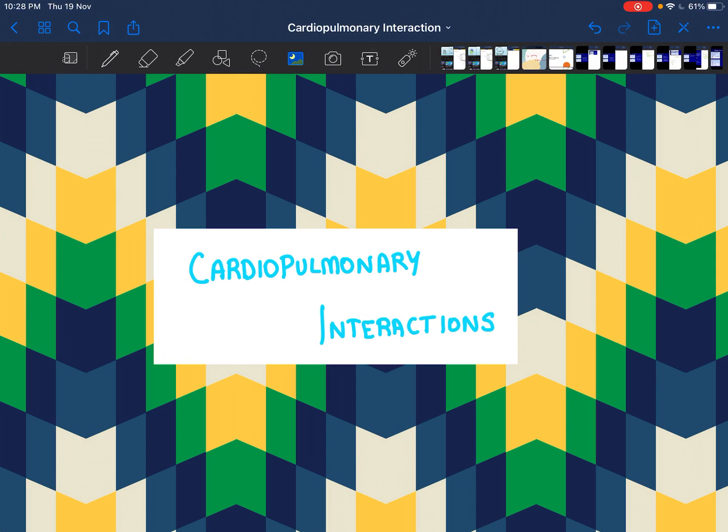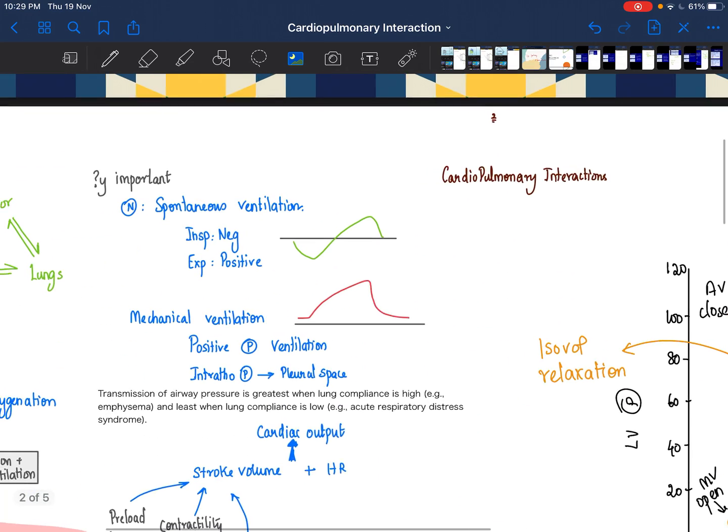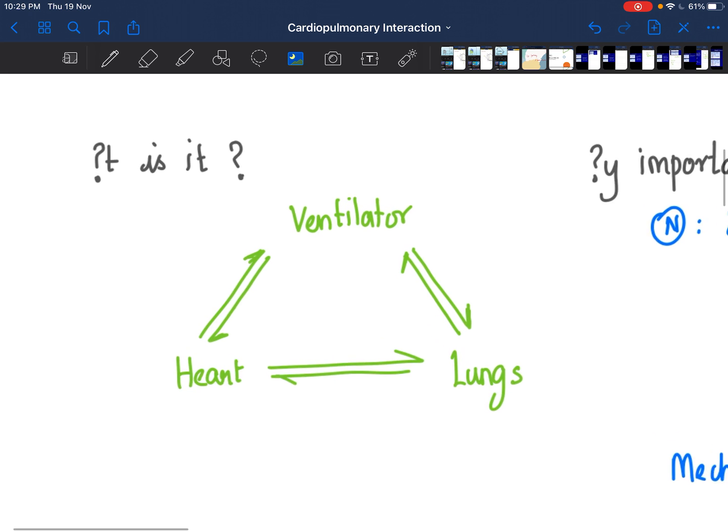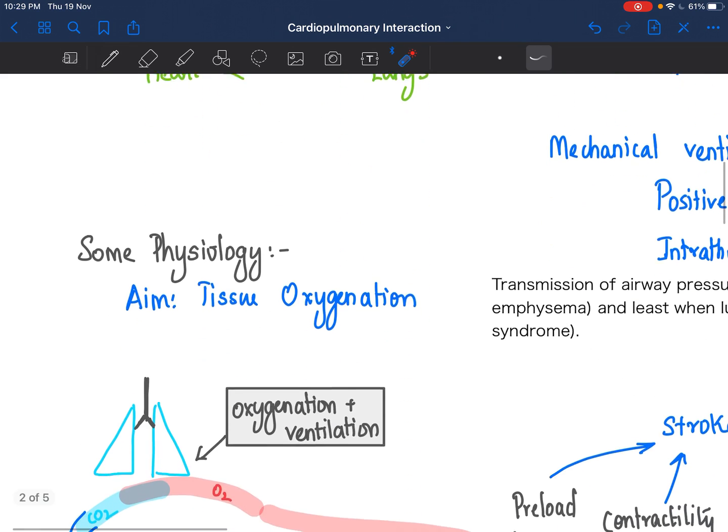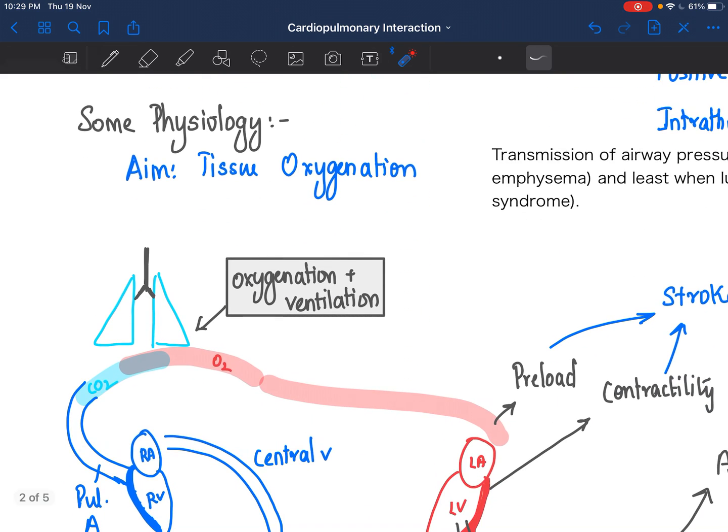Hi dear all, let's talk about cardiopulmonary interactions in mechanical ventilation settings. So what is it? You have the patient's heart and lungs interacting with the ventilator to provide a different outcome than is expected when the patient is spontaneously breathing. For us to know what the differences are, we need to know some physiology.